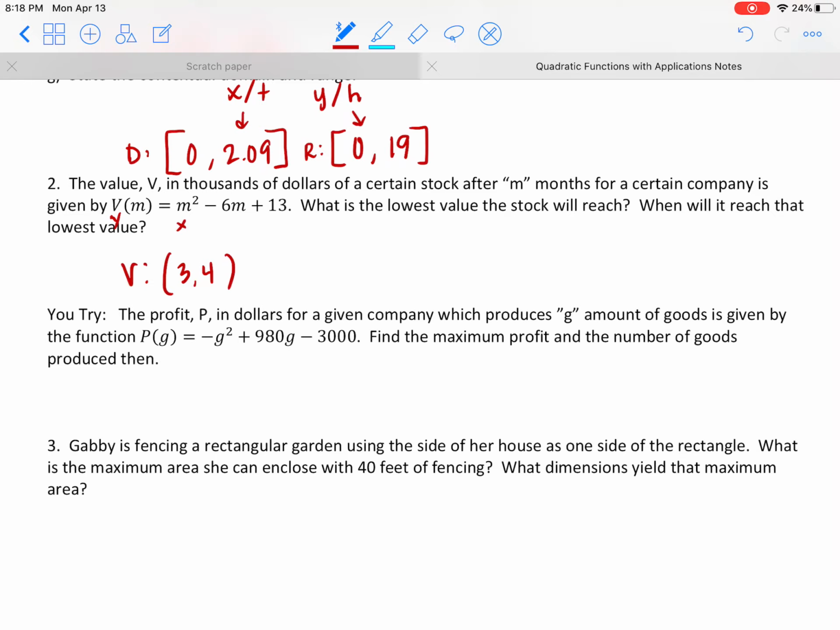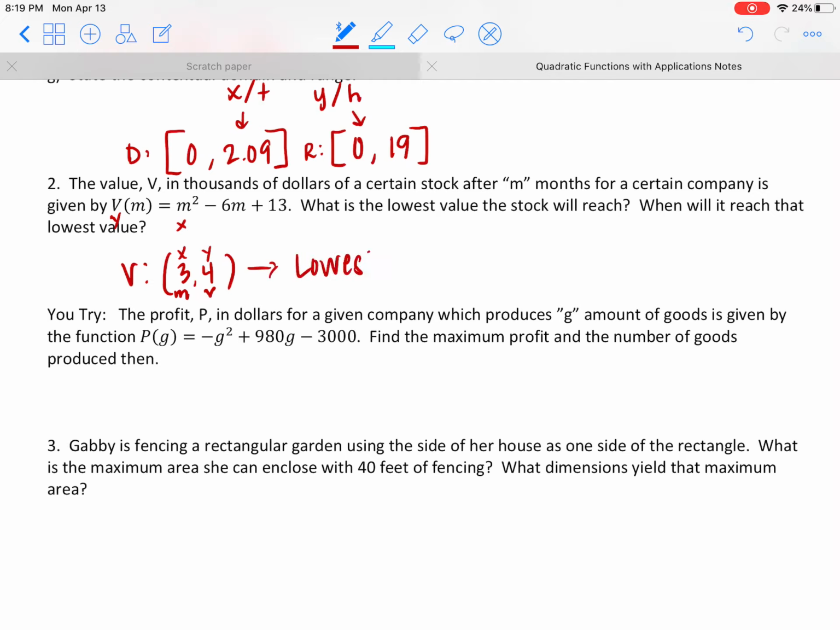Anytime you're dealing with a quadratic function and you're asked to find a highest or a lowest or a max or a min, you have to be looking at the vertex for that parabola. So we just have to interpret this, because we're asked 2 questions. We've got 2 pieces of the vertex. What number answers what question? So what is the lowest value the stock is going to reach, and when does it reach the lowest value? So on our graph, this normally represents an x value and a y value. But what do we have in place of our x's? We have m's. And what do we have in place of y? We have v. That means the 3 represents an m. The 3 represents a number of months. And then the 4 represents a v, or a value.